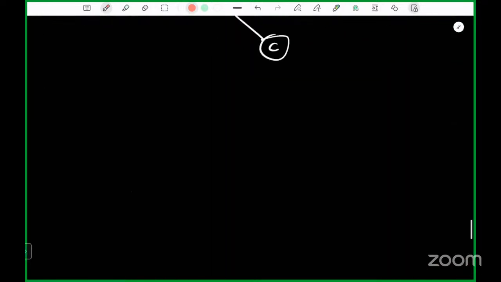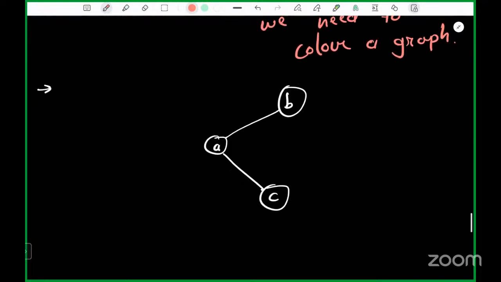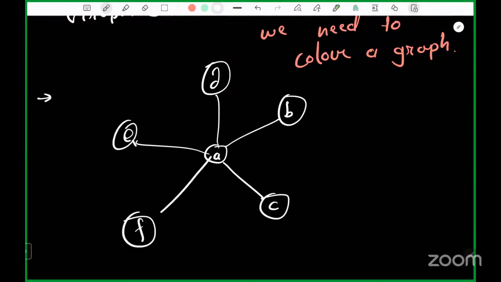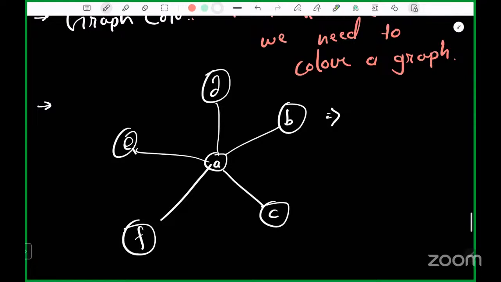Okay. So now for graph coloring, we have only taken one example. So suppose this is another example. Suppose for this graph, what is the minimum number of colors we need to color this graph? 2, right? One color we can associate to the center vertex, and we can use another color to color the outer vertices. Yes. So here 2 is the answer.